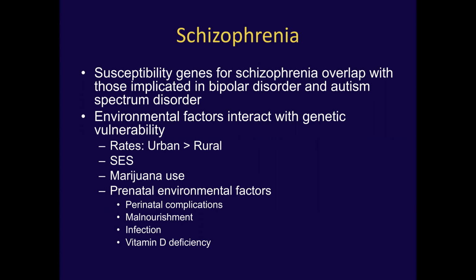We'll talk about the specifics of marijuana use, and then prenatal environmental factors like perinatal complications, malnourishment, infection, or vitamin D deficiency. Again, this is not across the board. It's just what's shown in some individuals.